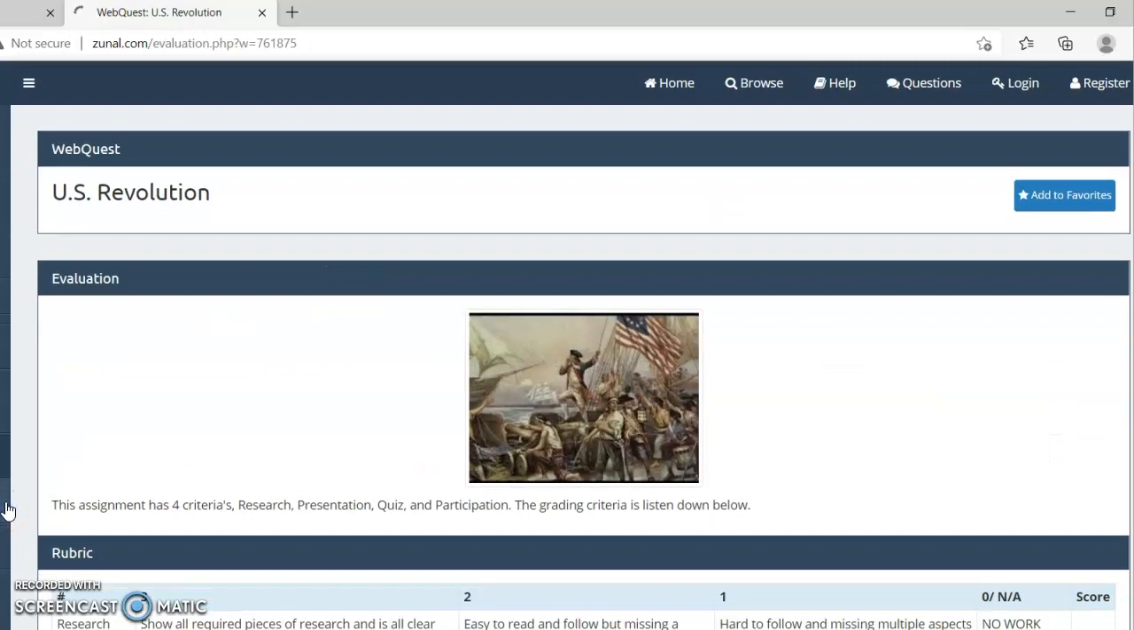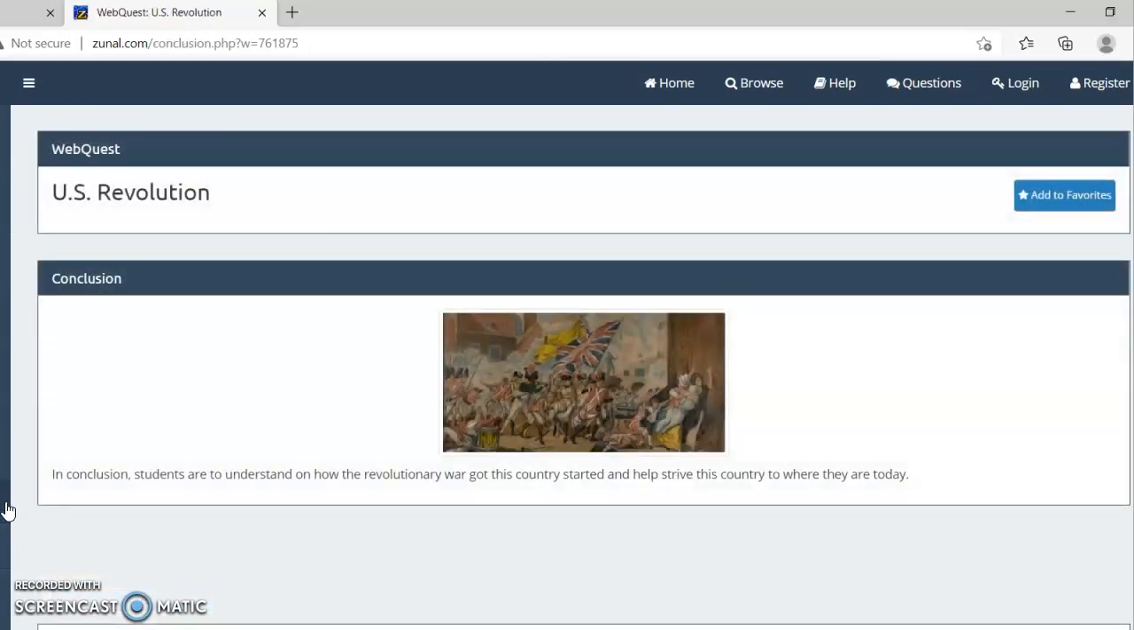Looking at the conclusion and finishing off, students are here to understand the Revolutionary War and basically how this country started and its strive to where we are today. And obviously, there's a lot, but that's a different story.